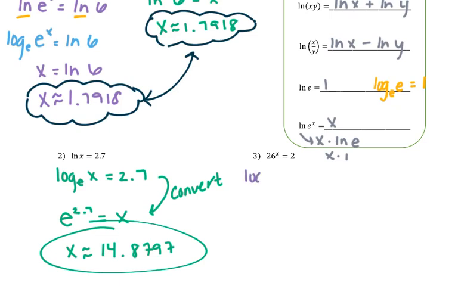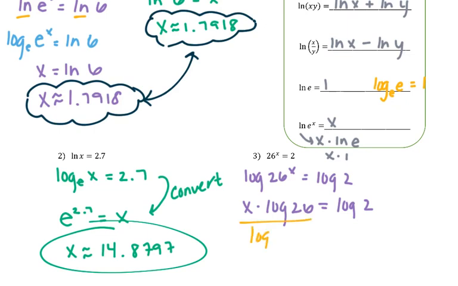So maybe you have log of 26 to the power of x is equal to log of 2. That x will jump out front: x times log of 26 is equal to log of 2. Now, you could use any base you wanted to as long as you kept the same on the left and on the right side. And you'd have to then divide both sides by log of 26. So you would end up with x equals log of 2 over log of 26, and then you would evaluate that in your calculator.